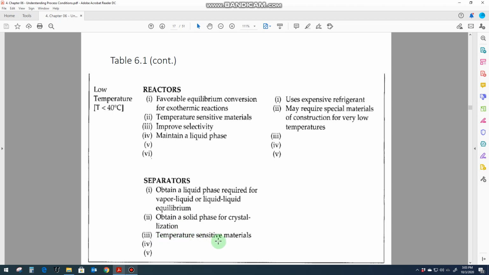And temperature sensitive material, so it is similar for the reactor and the separator. So if you are dealing with some kind of temperature sensitive materials, we can operate the process below 40 degrees centigrade.